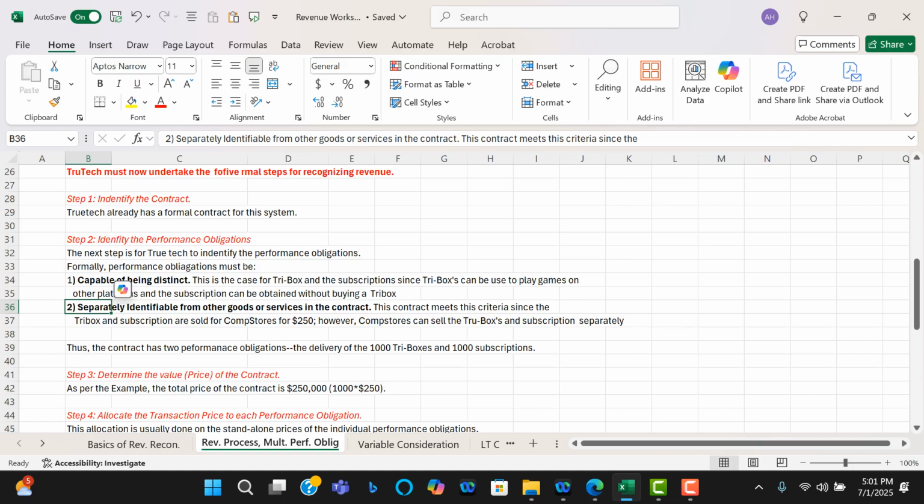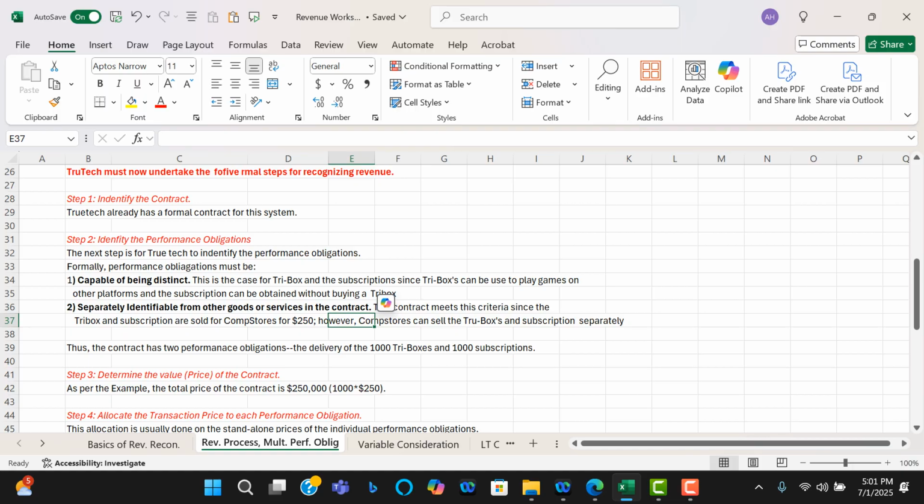But in this case, you have 2 separate products. One is the True Box, which can be used by itself with the system sold by TrueNet or the other gaming systems. And the other is the subscription. So they are 2 separate products, even within this contract. And I'm kind of making the assumption that CompuStores didn't say this, but they may be buying these from TrueTech as a separate deal, but that CompuStores does not have to sell them together. They can sell them separately, which is possible. Okay, so I'm going to make that assumption so that they are separate within the contract.